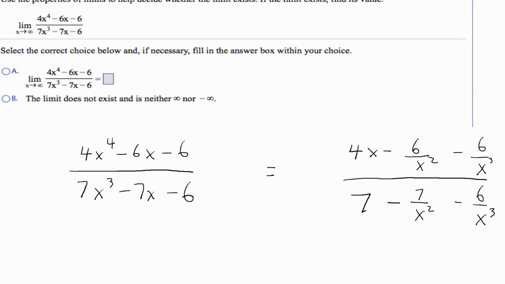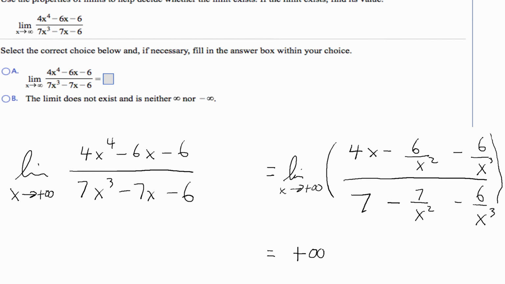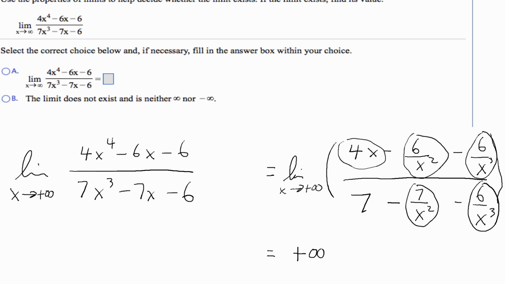So in this case, you see what's happening when I calculate the limits as x approaches positive infinity. The numerator is getting close to positive infinity, and the denominator is getting close to 7. So as a result, we get positive infinity. Look, this is getting close to 0, this is getting close to 0, this is getting close to 0, and this guy is getting close to positive infinity. And that's why we get positive infinity.